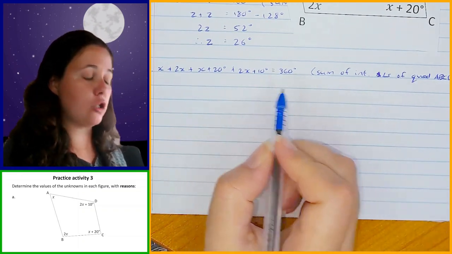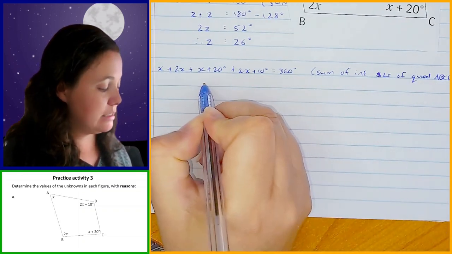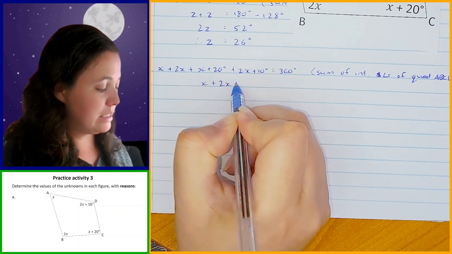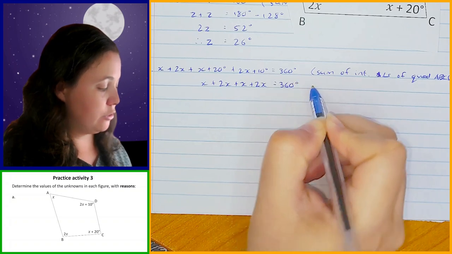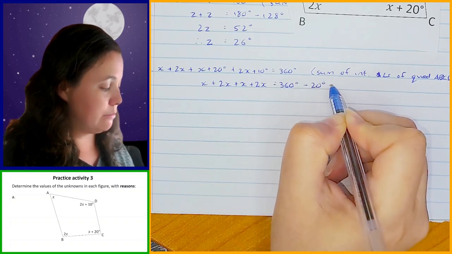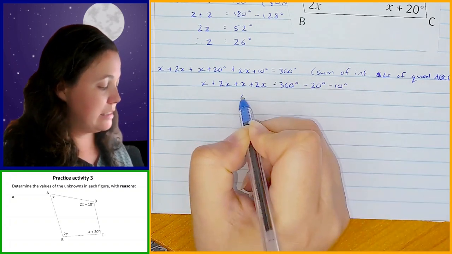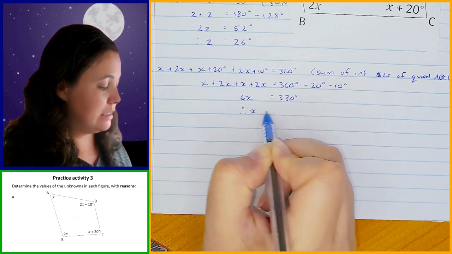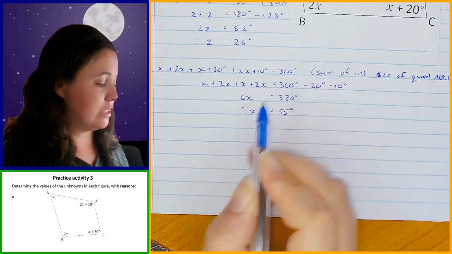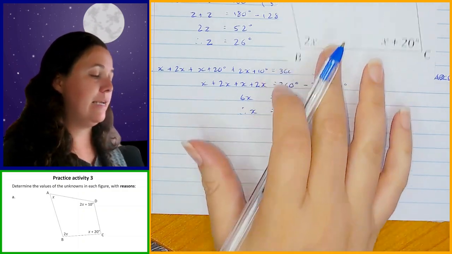Now I'm going to go and solve that equation. So that gives me X plus 2X plus X plus 2X equals 360 degrees minus 20 degrees minus 10 degrees. That is 6X equals 330 degrees. So therefore, X is equal to 55 degrees. So that's what you should have got for X in that example.